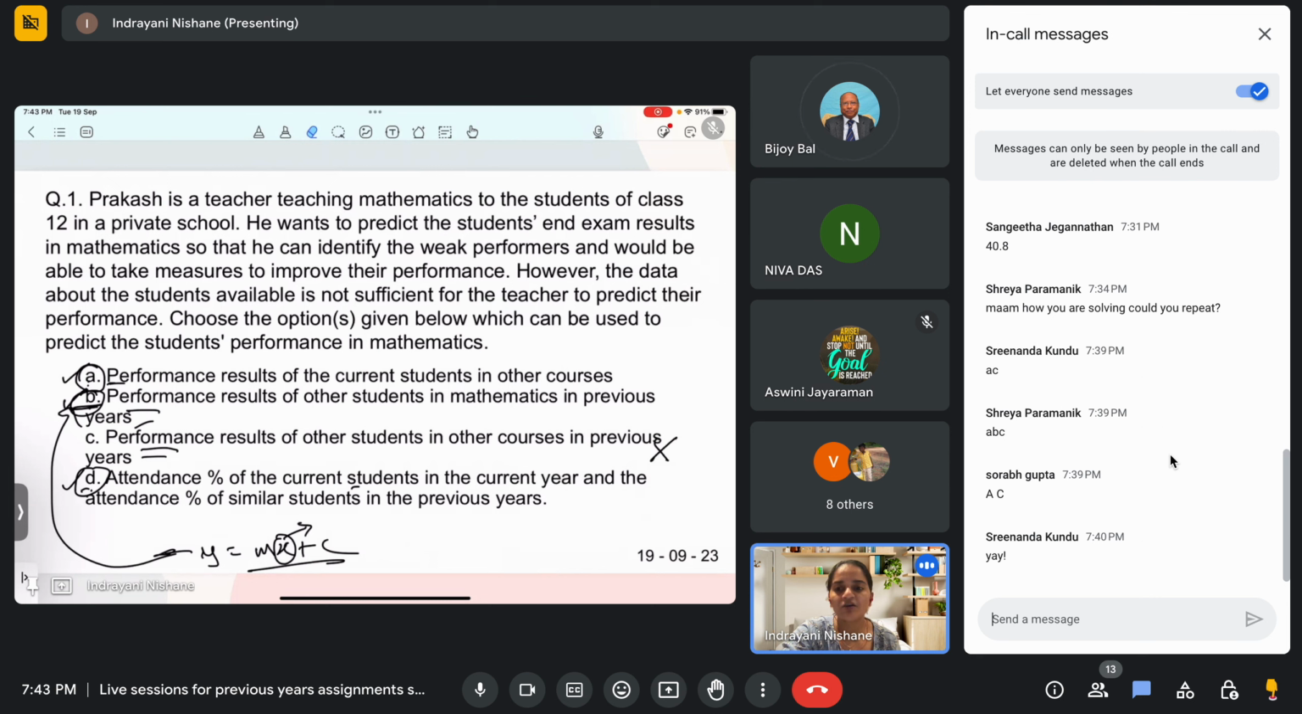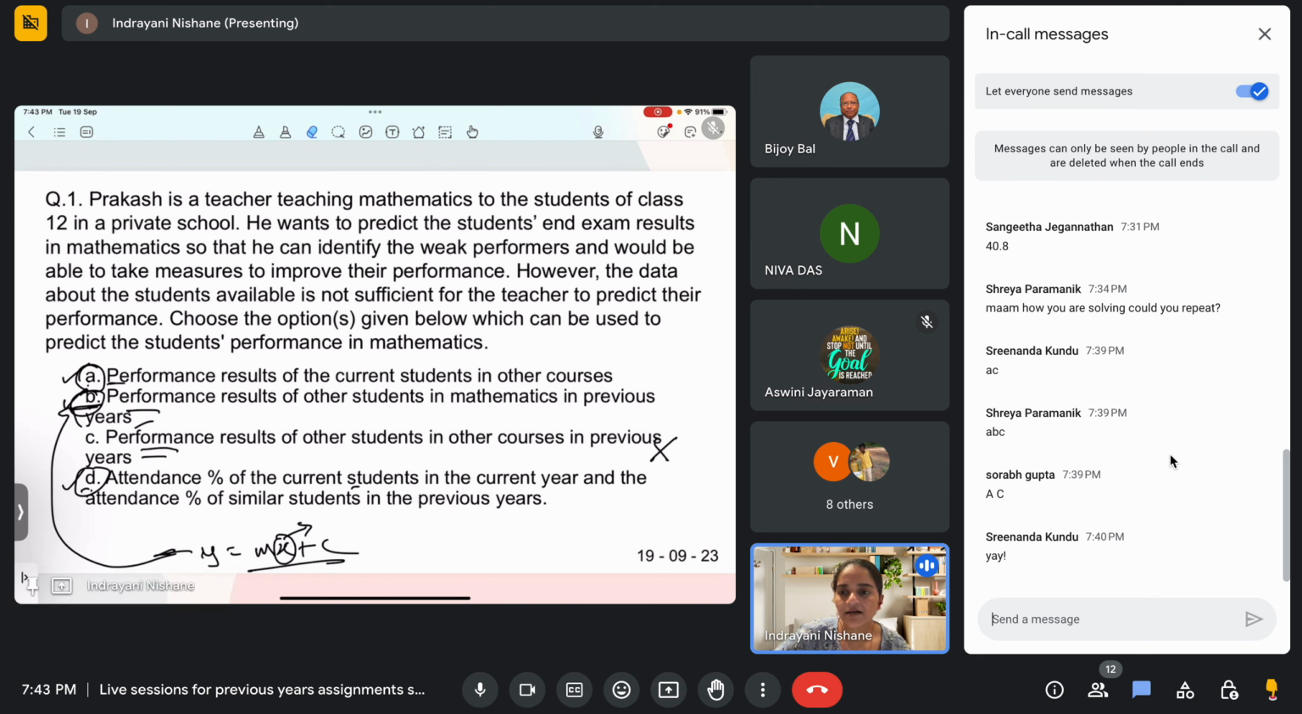Option B says performance of other students in mathematics in previous years. Because the syllabus remains the same, a very good point was raised in the class: their performance will give us insights about which topics are usually found difficult by students. More generalized pain points will be pointed out by this option. Last year, the year before, or the last 3 years of data will show us on which topics students have difficulty in scoring. So we can use that to conduct remedial classes focusing on those particular topics. That's why option B is also correct. And we will come to option C at the last.